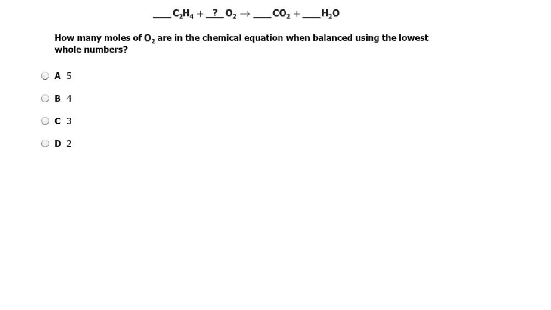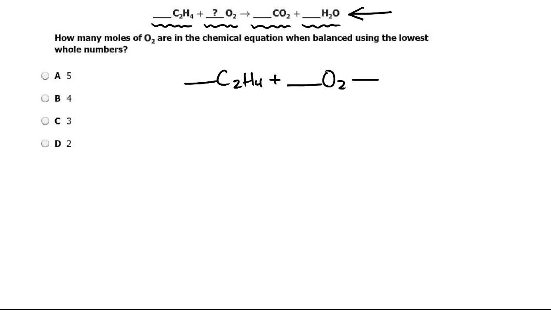Remember that for a combustion reaction, which is going to be some carbon-based compound that burns in the presence of oxygen to create carbon dioxide and water, the easiest thing to do is the CHO rule. So I'm going to rewrite this. It's going to be C2H4 plus O2 yields CO2 plus H2O. So the CHO rule is going to be important for us here.